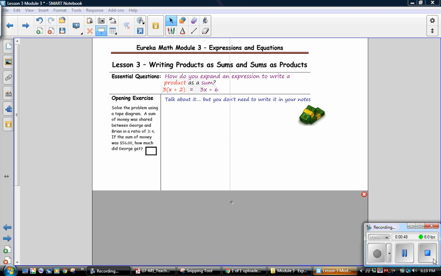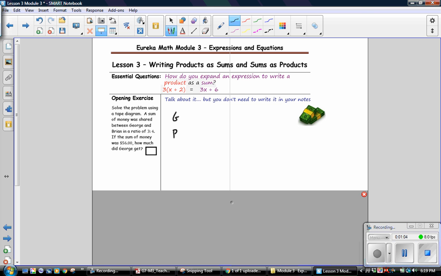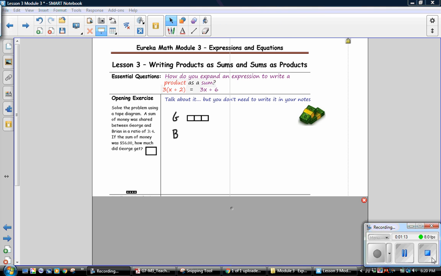Solve the problem using a tape diagram. A sum of money was shared between George and Brian in a ratio of 3 to 4. The sum of the money was $56. How much did George get? We'll put George here and Brian below. And we know the ratio is 3 to 4. So we'll use a tape diagram showing that George has 3 units of money, and Brian has 4 units of money.